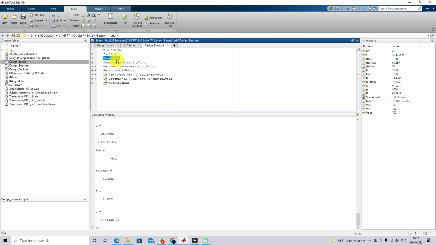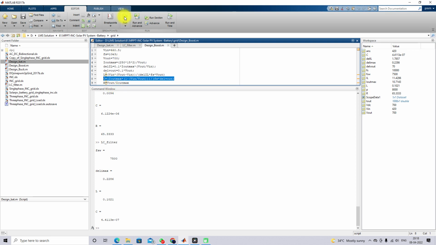The DC bus voltage is 700, and then you have to calculate the maximum output current. That is calculated based upon the single panel rating with the series parallel string combination, 250 into 15 into 2. So you have to calculate this IOmax, and then this equation is used for fixing the percentage ripple of inductor current, and this is used for fixing the ripple capacitor voltage percentage. Based upon these values you have to calculate L and C. This is the equation used for calculating L and C.